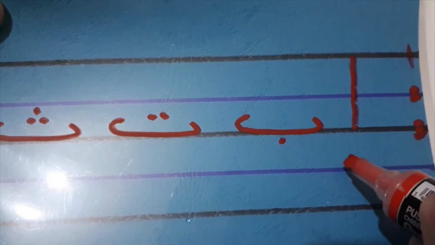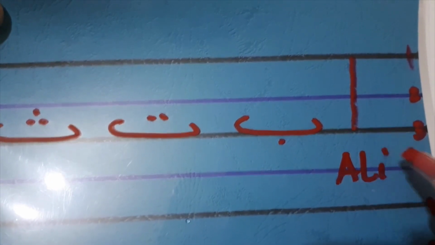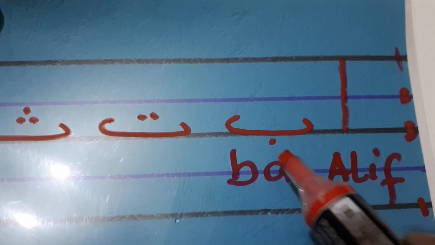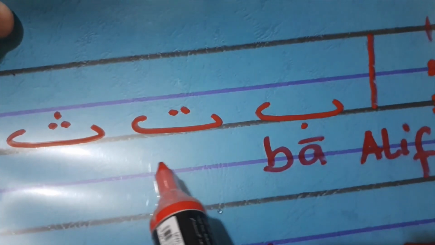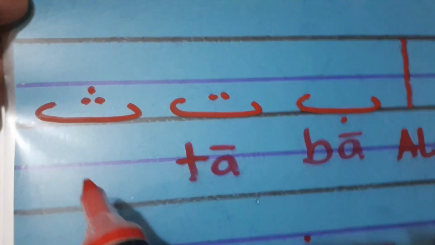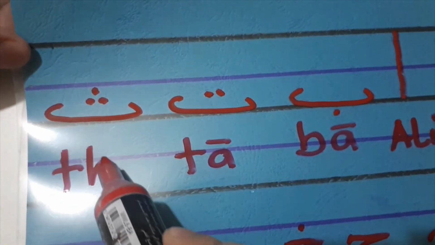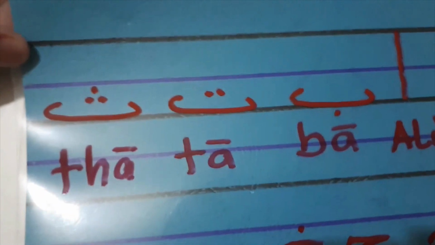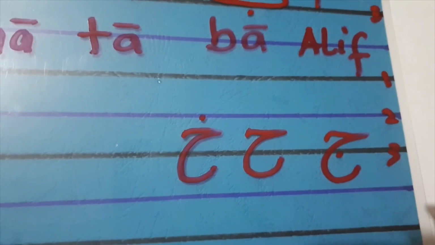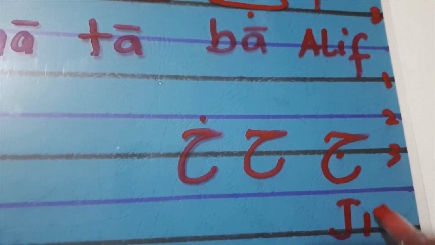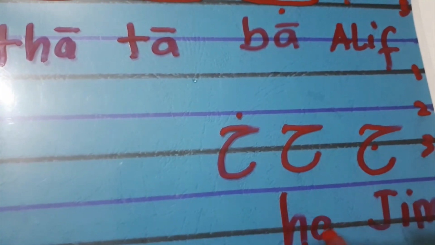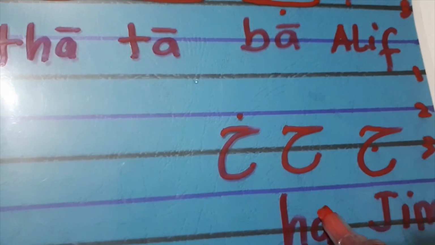This is alif. And this one is ba. And this one is ta. And this one is tha, like tha, tha, like that. And this one is jim, and this one is ha, and this one is the kha.